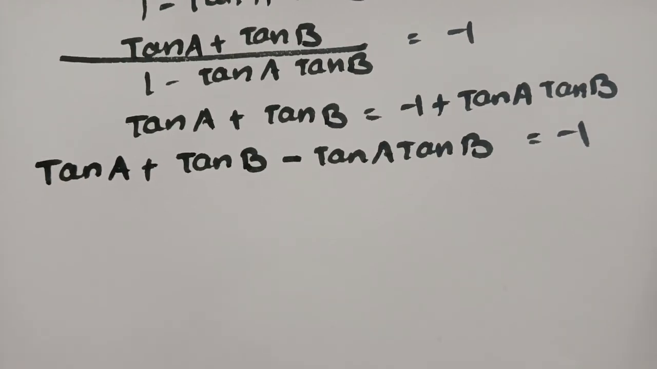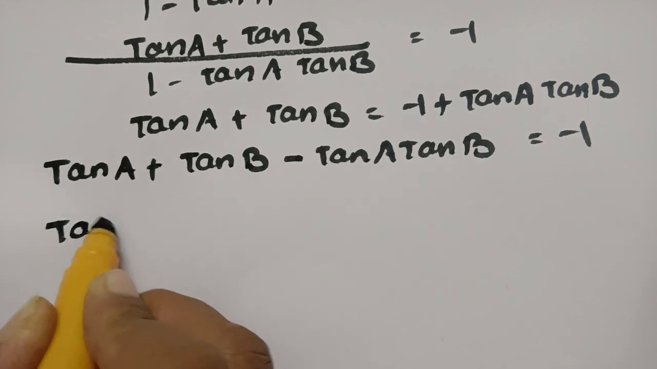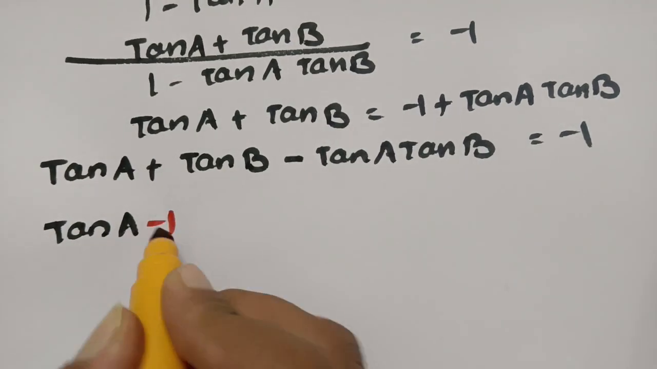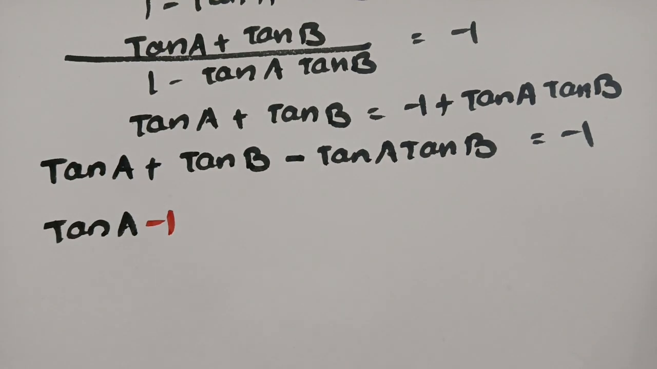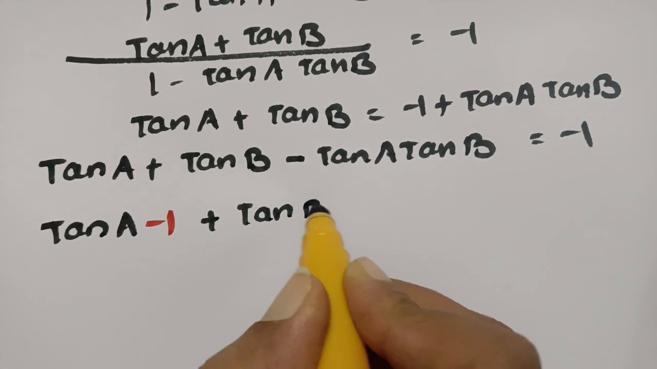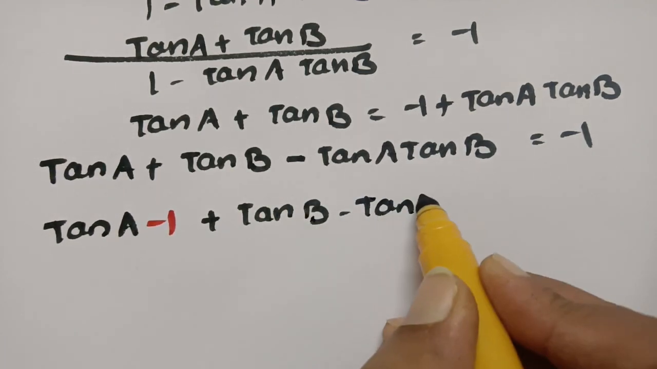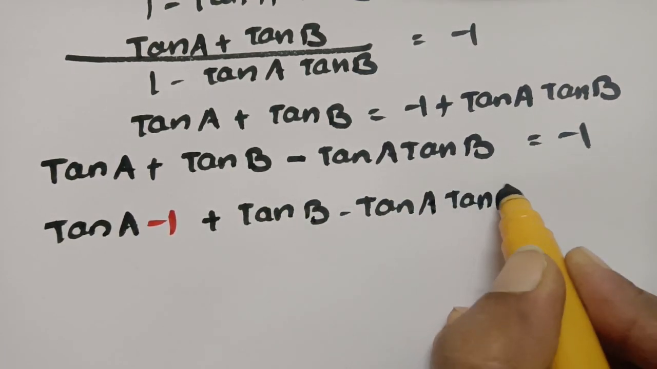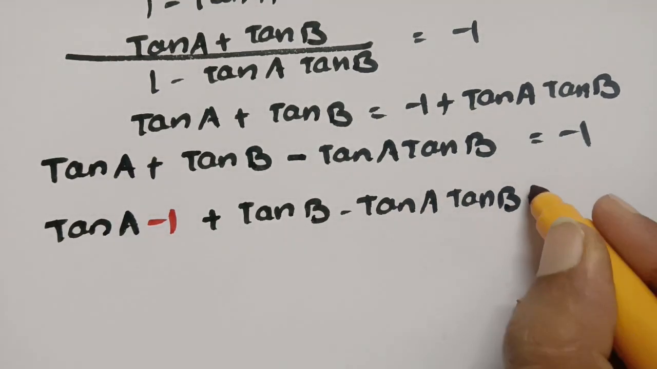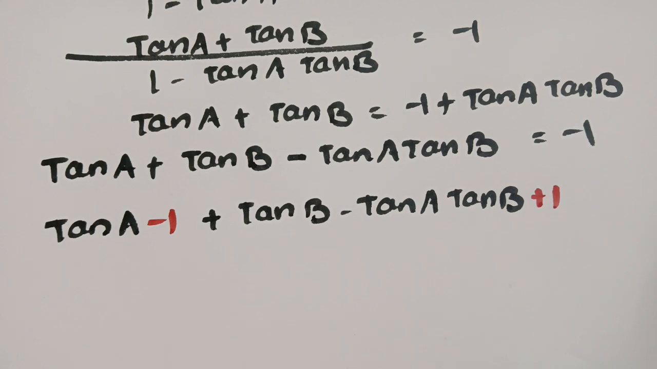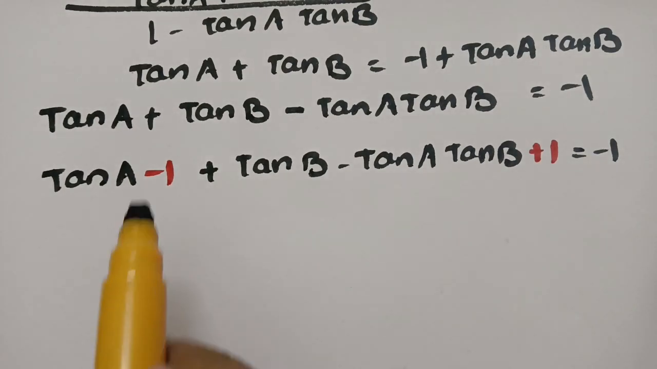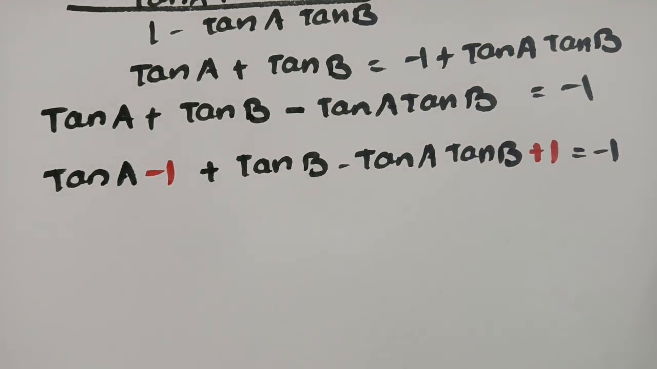Now see what I am going to do. So this is tan a. I am subtracting minus 1. So if I subtract, I have to add plus 1. So this is tan a plus tan b minus tan a into tan b. So I am subtracting minus 1 and again adding plus 1, which is equal to minus 1. So I made this minus 1 plus 1 for my convenience.